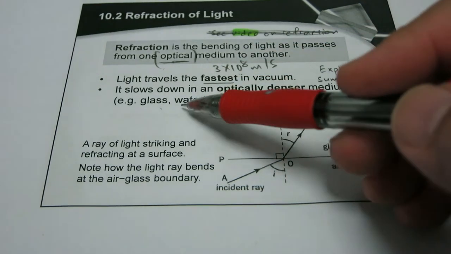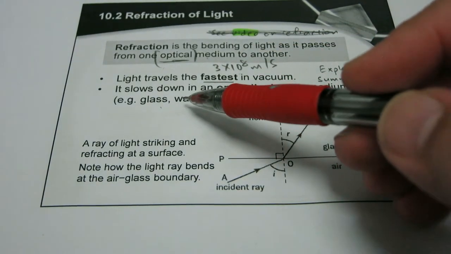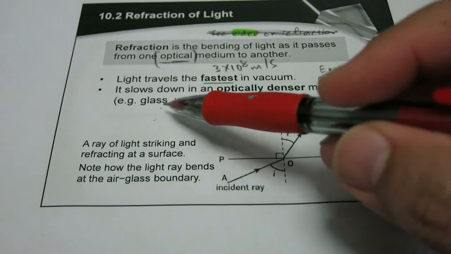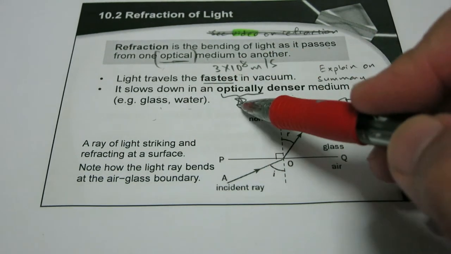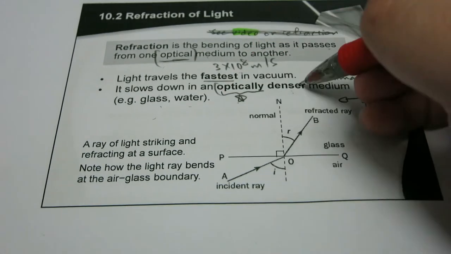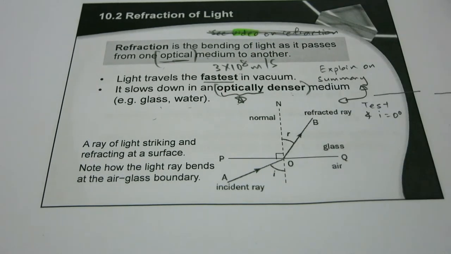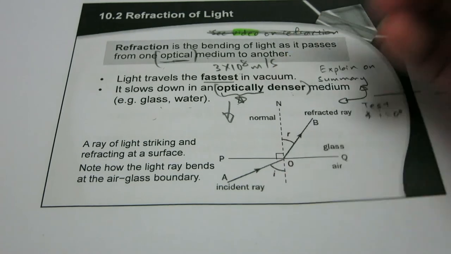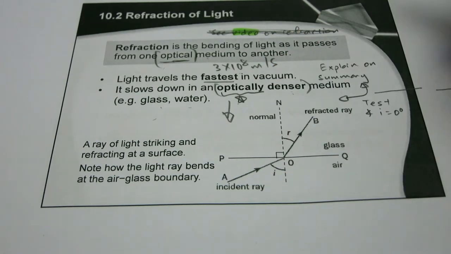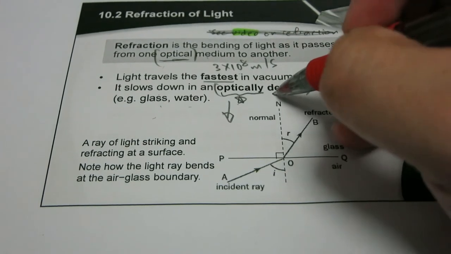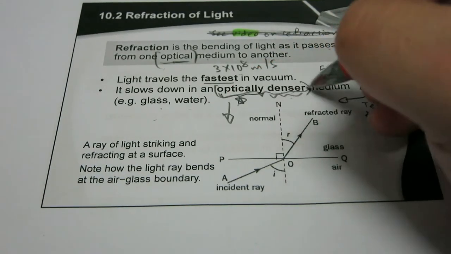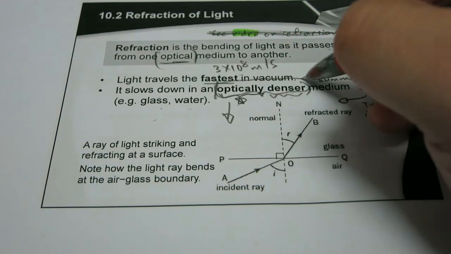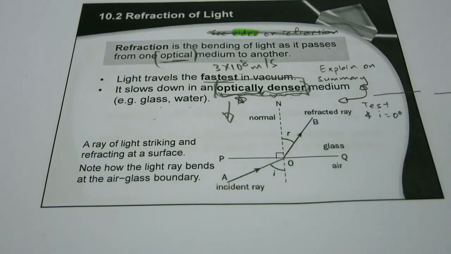For example, glass, water, anything that allows light to still travel through it, will cause it to slow down. And all these mediums, we call optically denser mediums. Now, the more it slows down light, the more optically dense it is. You cannot just use the word denser because that's an entirely different concept, right? Optical density is what we're talking about. So you must use this term properly whenever you're talking about light.